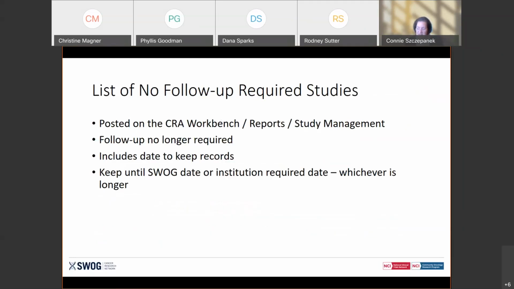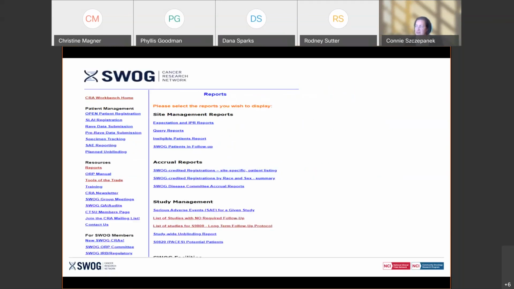And there's also a list of no follow-up required studies. There's a lot of interest in institutions to purge files of data and information. And so you want to make sure you know how long you need to keep your records. And some of that information can be found under this tab, which is in that same section. Next slide. And Phyllis, I think, showed you this in her presentation. Next slide.